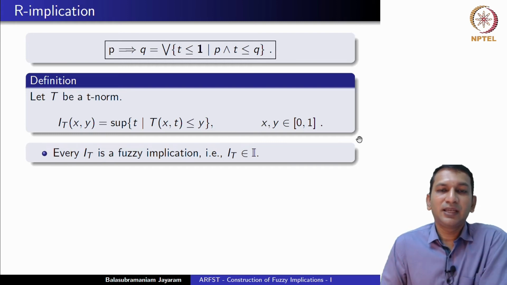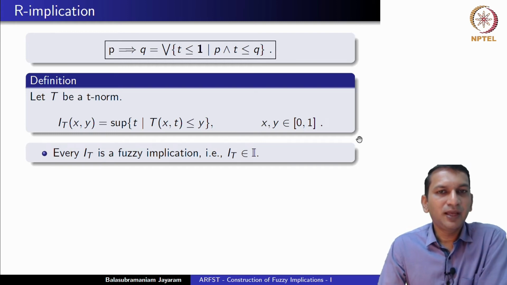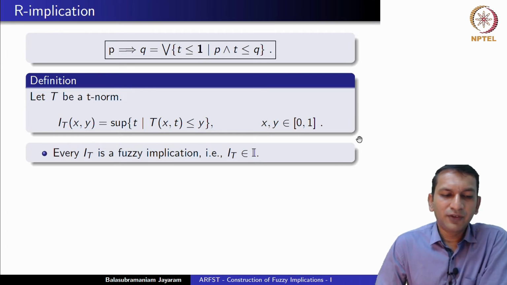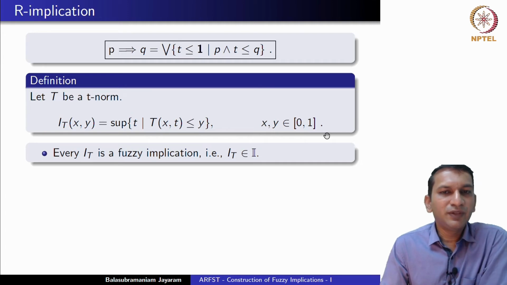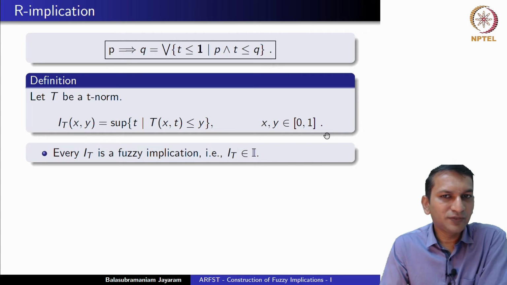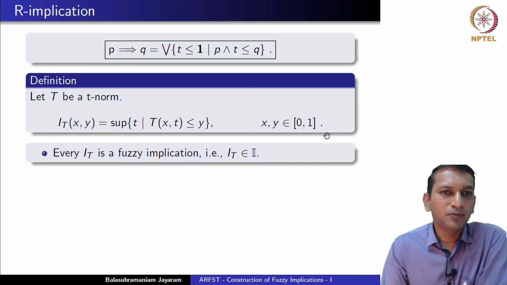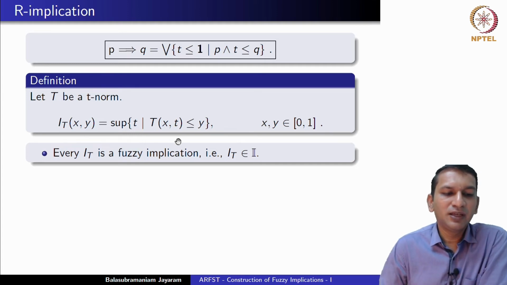That is, it is decreasing in the first variable, increasing in the second variable, and satisfies all the boundary conditions. This can be seen without much difficulty. If we consider the sets, we will see how to look at this when we discuss some properties. Perhaps from there you may be able to easily prove it to yourself that indeed this formula does give a fuzzy implication.